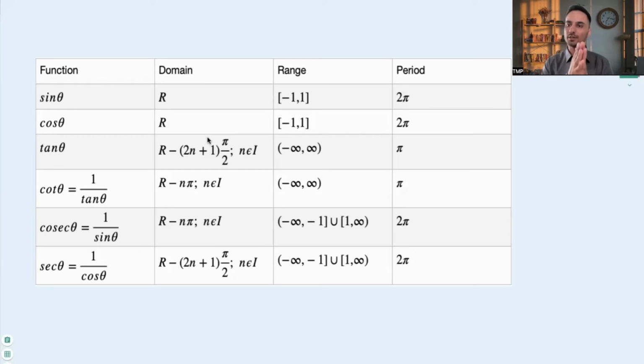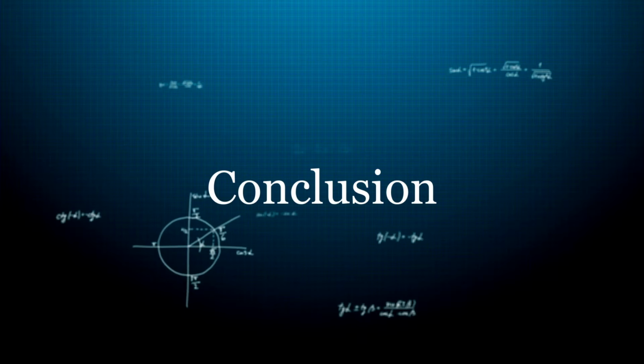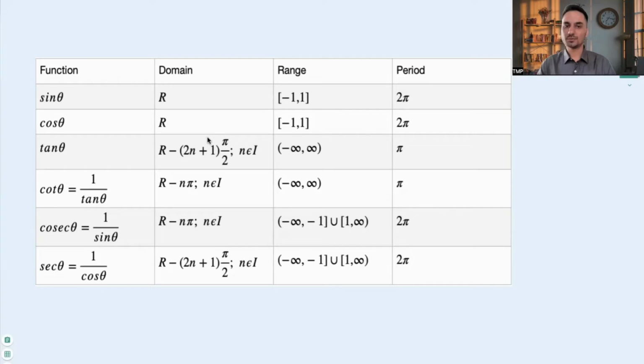And talking about the period, that of sine theta, cos theta, and their reciprocals, that is cosec theta and sec theta, is 2 pi because they show all their values in an interval of 2 pi. And for tan and cot theta, the period is pi. This information is very important for any type of entrance exams, as well as whenever you are solving questions revolving around the trigonometric functions.